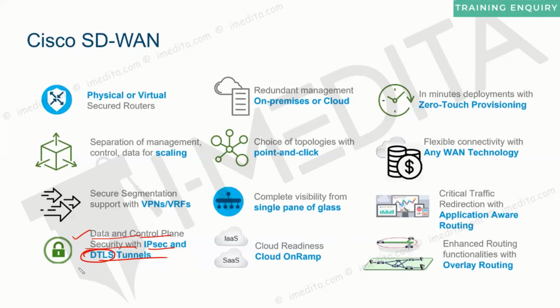So all the connections are going to be secure connections, because security is mandatory. It's a mandatory component, so you can't compromise with security, right? In SD-WAN, all the connections that routers are going to build will be secured by either IPsec or DTLS. And I will explain later where it will be using IPsec and where it will be using DTLS.